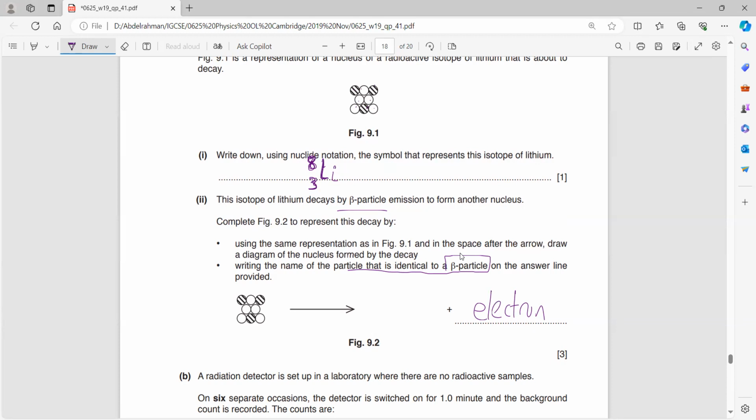Can anyone tell me the chemical composition, I mean the composition of the particle that will be produced here? What is the composition of the particle now? 8 and 4. 8 and 4, bravo. Here it must be 8 and 4. What does 8 and 4 mean? It means I will have 4 protons.